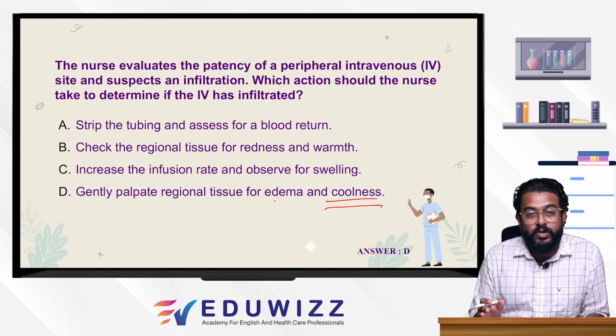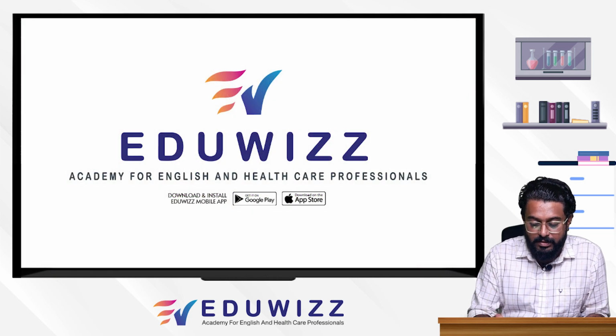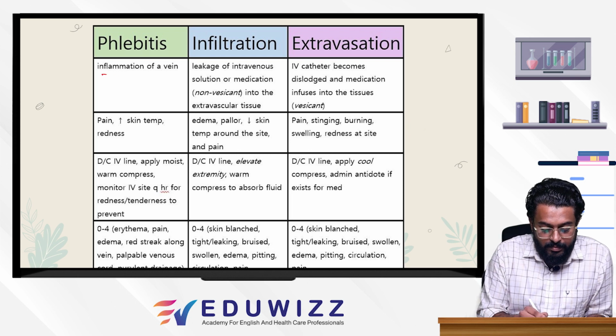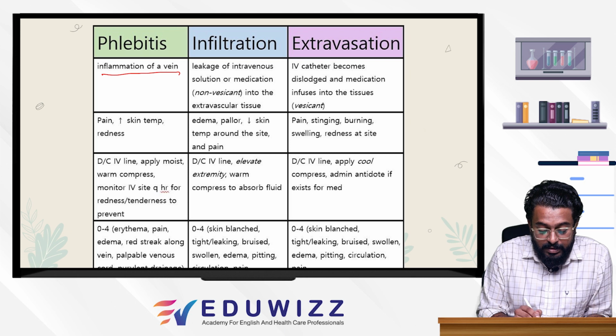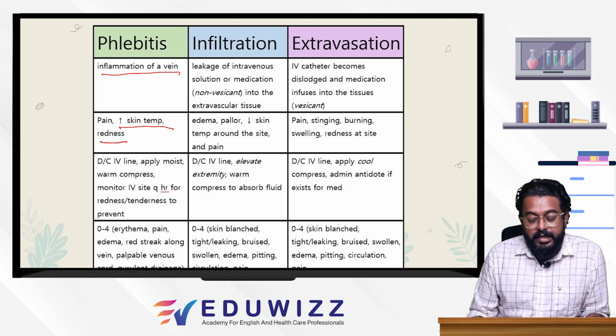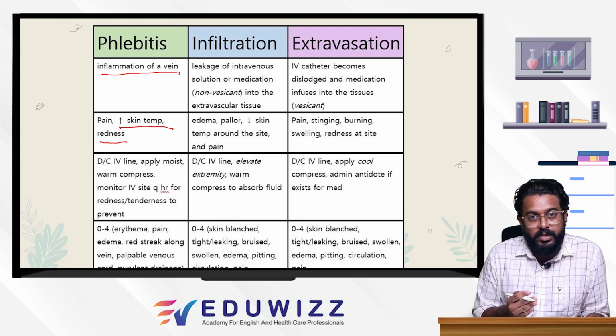Okay. So let's see what is infiltration, what is phlebitis, and what is extravasation. First thing, phlebitis means inflammation of vein. The clinical features associated, this is the most important part, are increased skin temperature and redness. In infiltration, what happens in infiltration? Leakage of intravenous solution or medication into the extravascular tissue.